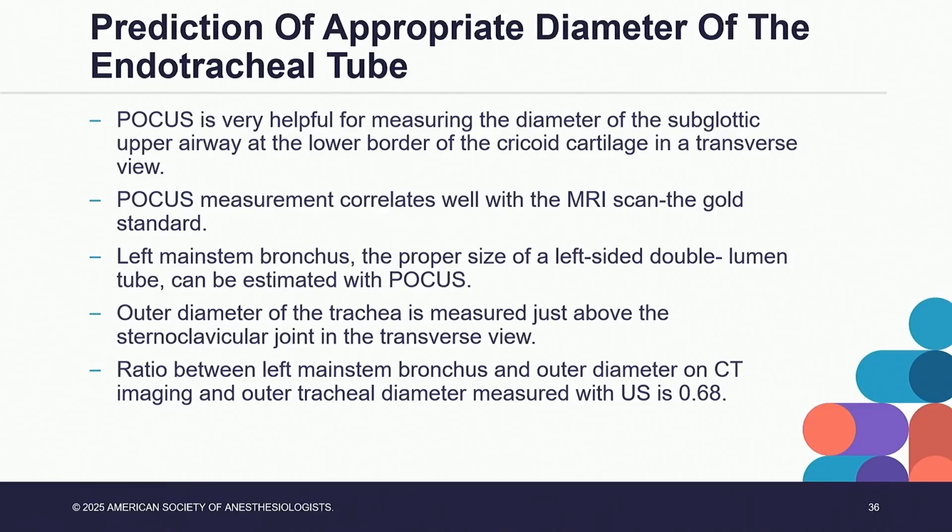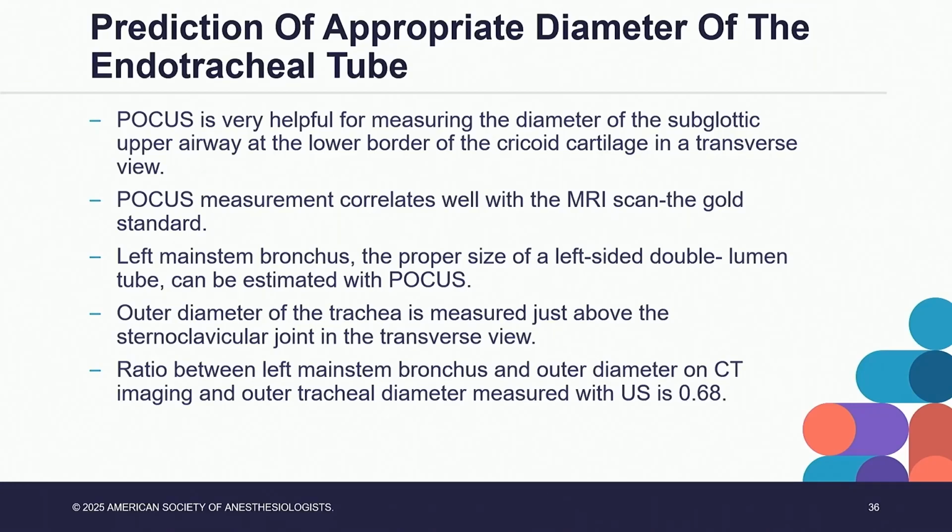How about the diameter of the endotracheal tube as well? If you would like to use it to detect the diameter of the endotracheal tube, POCUS is very helpful in measuring the diameter of the subglottic upper airway at the lower border of the cricoid cartilage in the transverse view. POCUS measurement correlates well with MRI scan, the gold standard for measuring the tracheal diameter. It can also be used for measuring the left main bronchus diameter, the left main bronchus for one lung ventilation. The proper size of the left-sided double lumen tube can also be determined by POCUS.